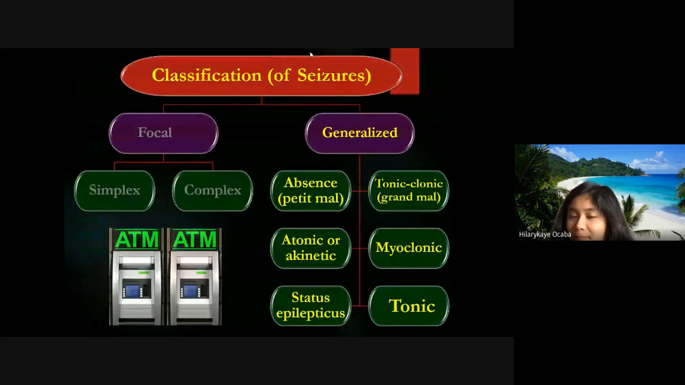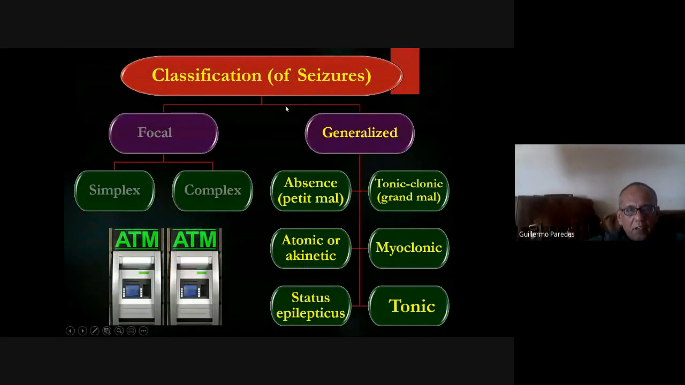All right, so here we have the classification of seizures. Basically, you're going to remember this. The absence, petit mal. In the past it was called petit mal, and some still call it that. Petit means what? Small. Tonic-clonic means grand mal. We have myoclonic, we have tonic, we have atonic or akinetic.